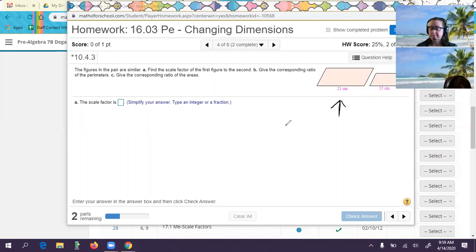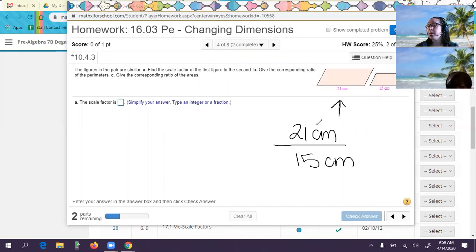It's really annoying. Okay, so we're going to compare the bigger figure to the smaller figure. And this is my ratio of the sides, the scale factor. But what do I have to do to that ratio before I put the answer in?